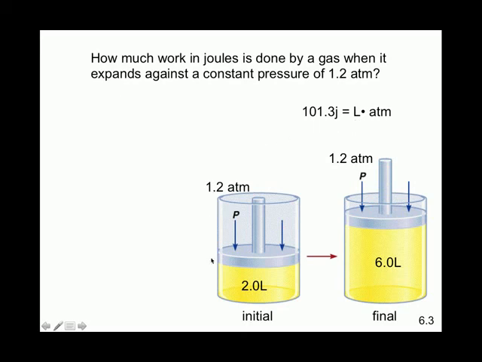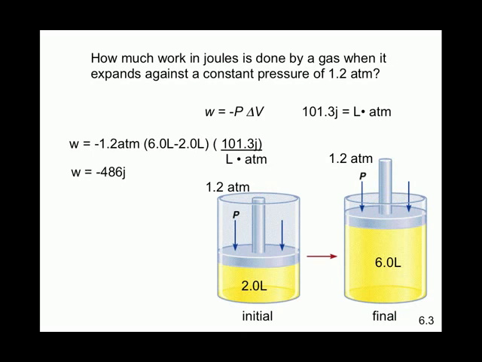So here's my initial system. The volume is 2 liters. The constant pressure pushing down on that volume is 1.2 atmospheres. So you notice that isn't changing. And my volume is increasing, and the change in volume is going to be the difference between these two. So that's going to be 4 liters. So here's my formula. If I plug in my values, I get negative 486 joules. Now you see how the units will all cancel. Now I'm going to get my pen.